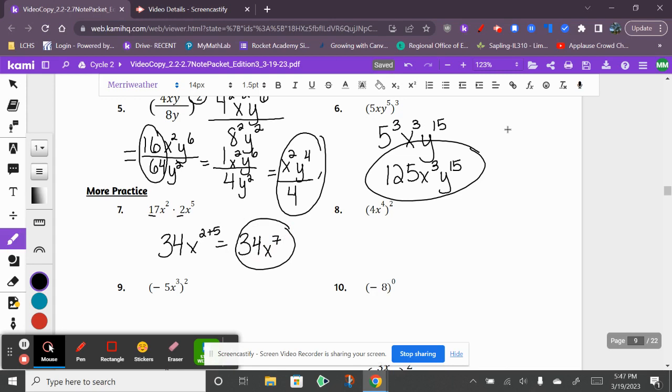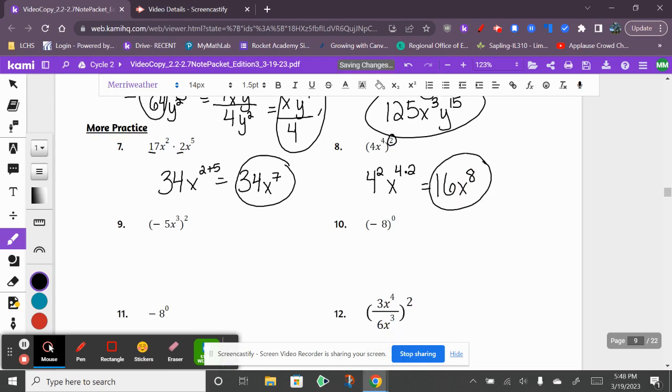This one, you're going to apply the outside exponent to each factor on the inside. So this is going to be 4 squared, and then x to the 4 times 2. So we get 16x to the 8th. Same idea with this one, negative 5 to the power of 2, and then we're going to have x to the 6th. So this ends up being 25x to the 6th.